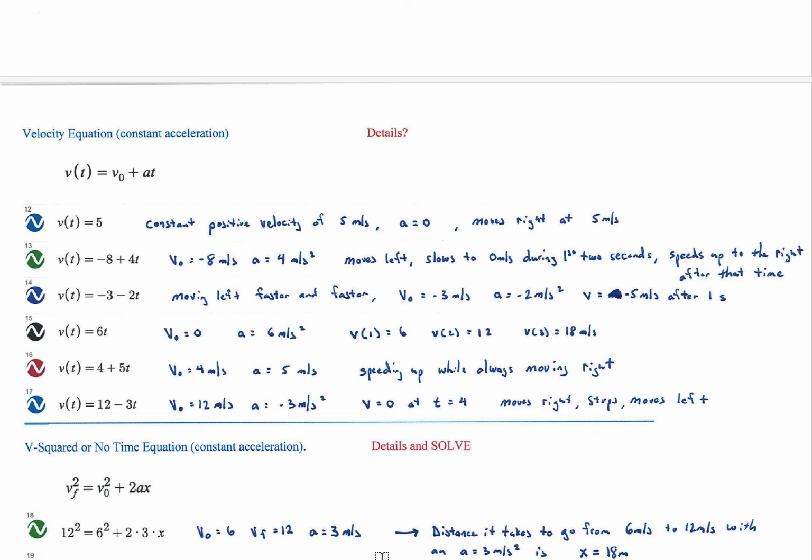I'm not really sure why I can't adjust the size of the video screen to show all the bottom one, but I have a couple more here. So I'm going to go ahead and stop this video and then splice it in for the, or just do another one for the v squared equation at the bottom.